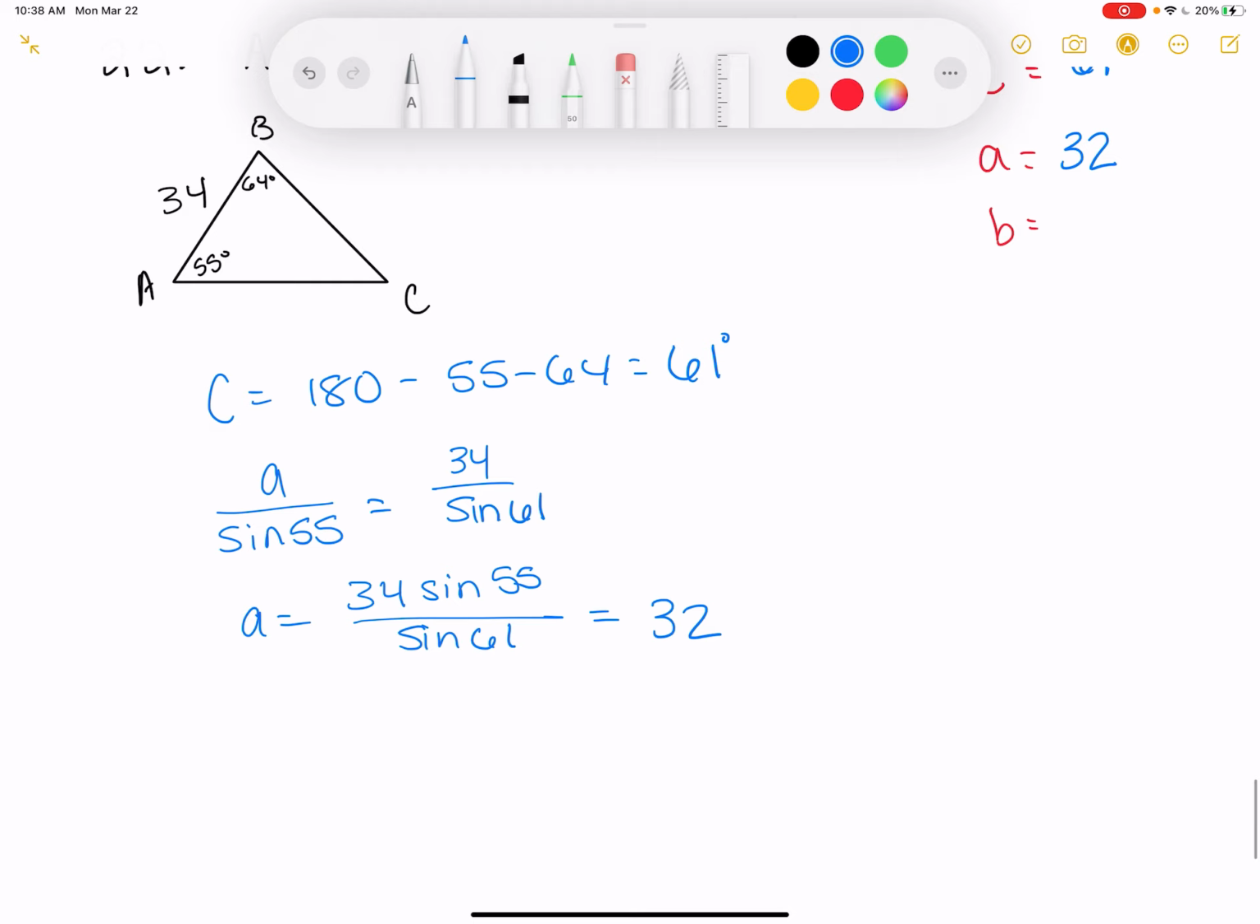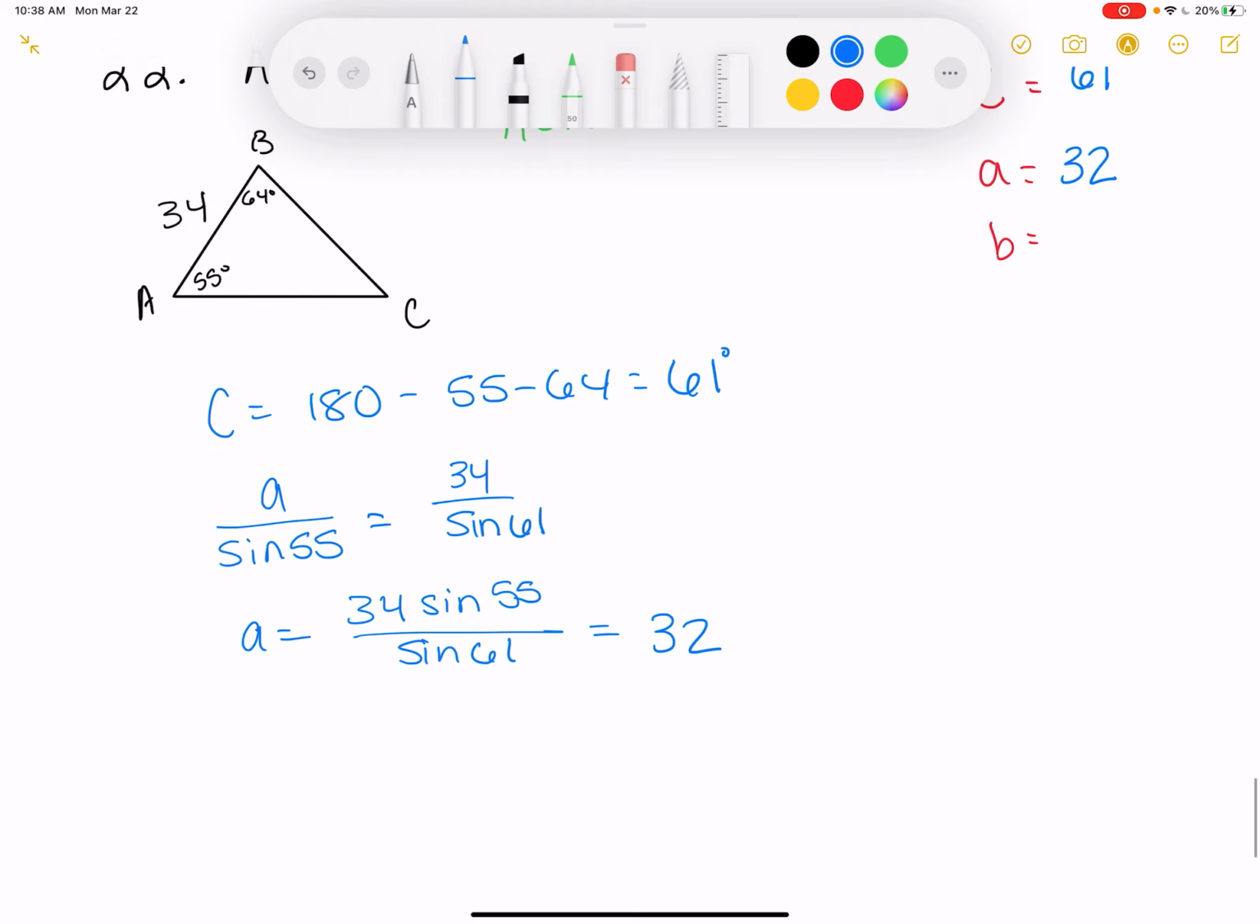So how do you find B? You put the same thing: B over the sine of 64 equals 34 over the sine of 61. Okay, yep.